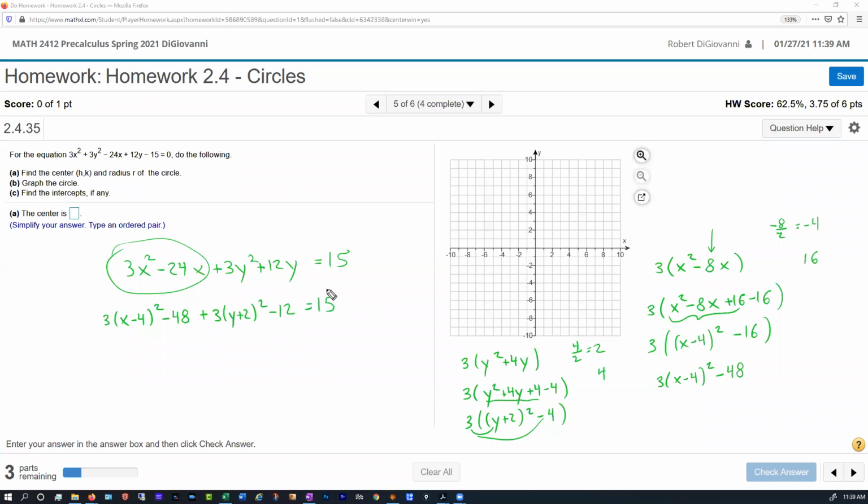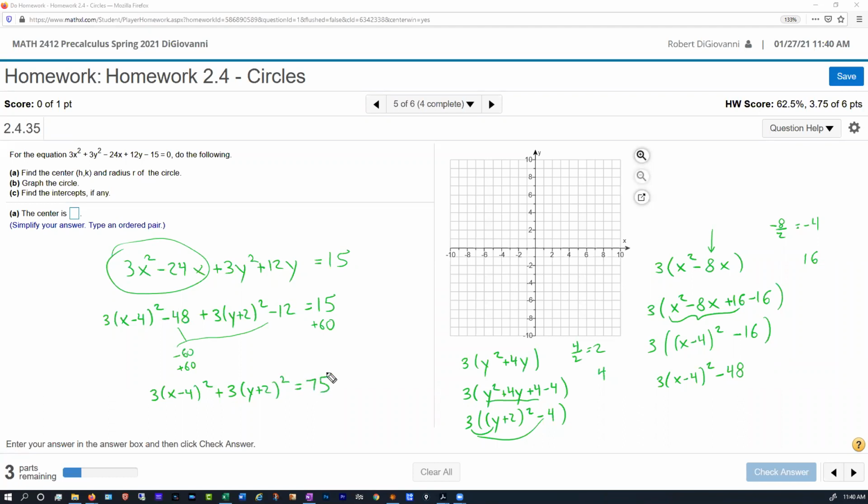So this is not in standard form yet. There's one more thing I need to do. Let's put this and this together. So that's going to give me negative 60, and I add 60 to both sides. So here's what I'll have: 3x minus 4 squared plus 3y plus 2 squared equals 75.